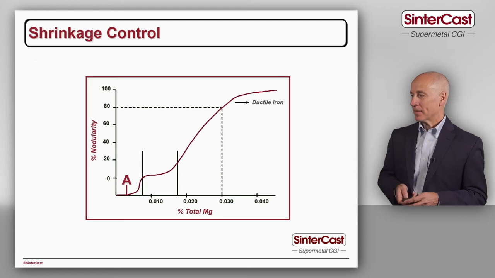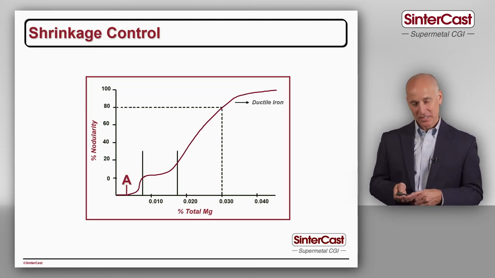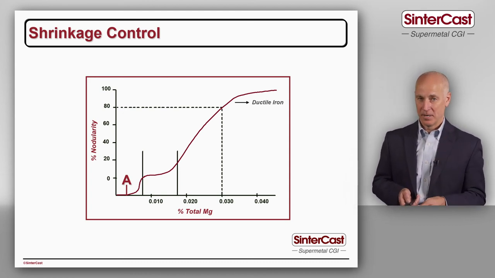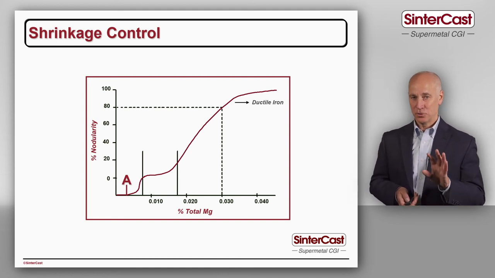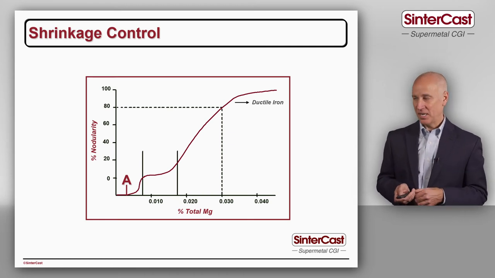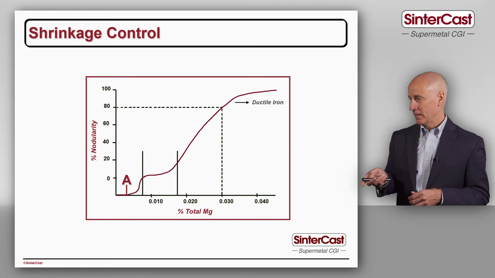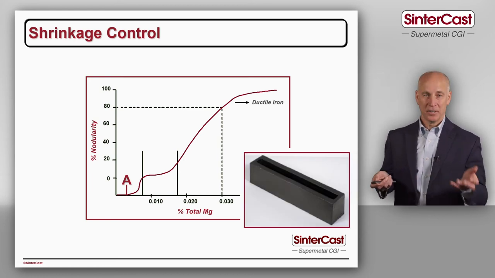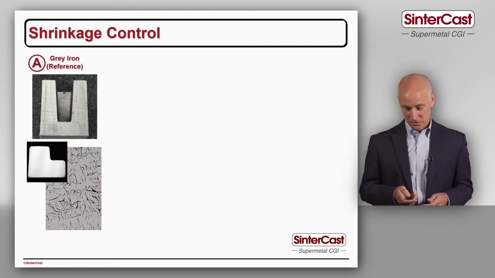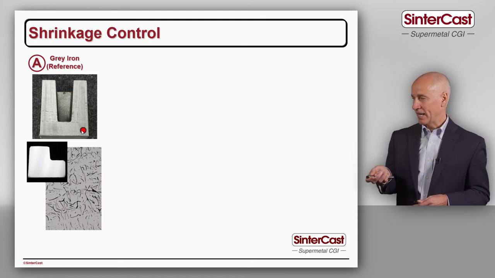So let's look at a little example about controlling, because now we know that we have to stay on top of the plateau, but I'd like to show also the importance of where we are on the plateau. So this is an example about shrinkage in the production of compacted graphite iron. And we start with our reference case here at point A in gray iron. And we're going to make a casting, we call it the bathtub casting. It's about 25 centimeters long, 10 centimeters high, and it has this empty gap in the middle of it. When we produce it in gray iron, we have a good flat bottom and no internal porosity.